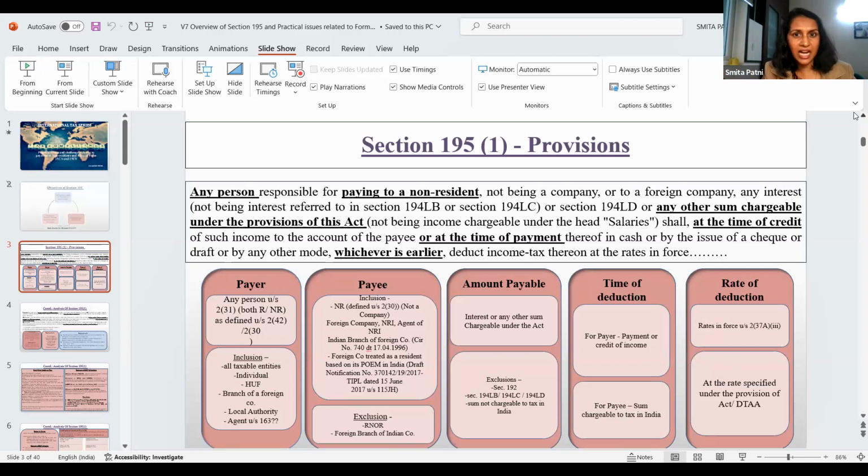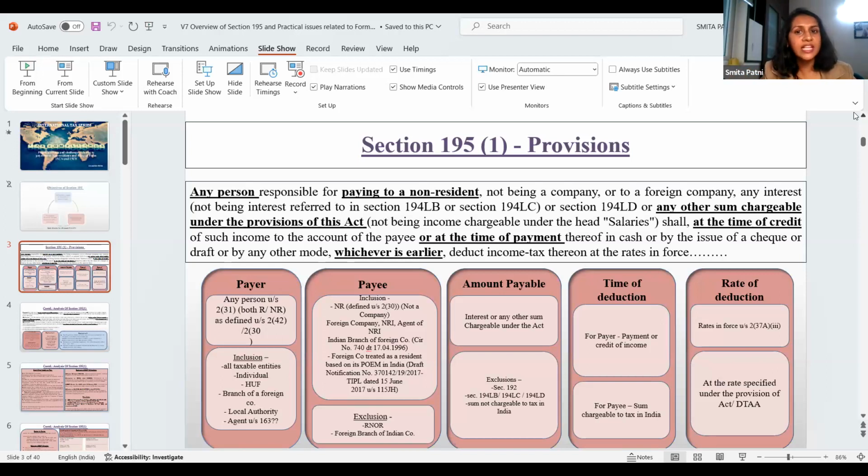There is a bracket after 194LC. There is not a bracket after 194LD. I feel this is a typo error. The bracket should have been after 194LD, and probably this 194LD was added later on. So that is the reason the bracket doesn't lie. The section is as it is presented here.